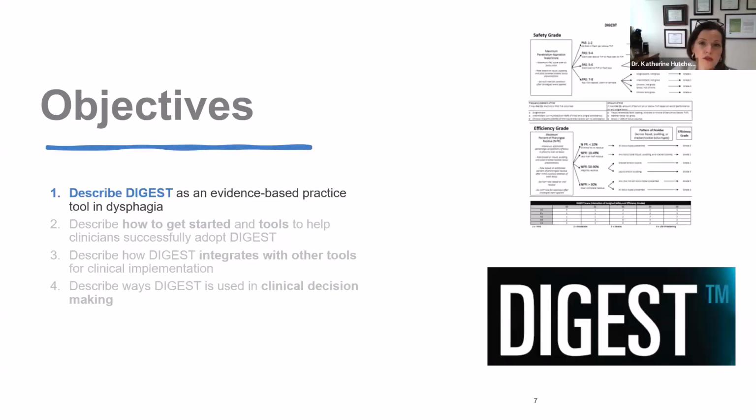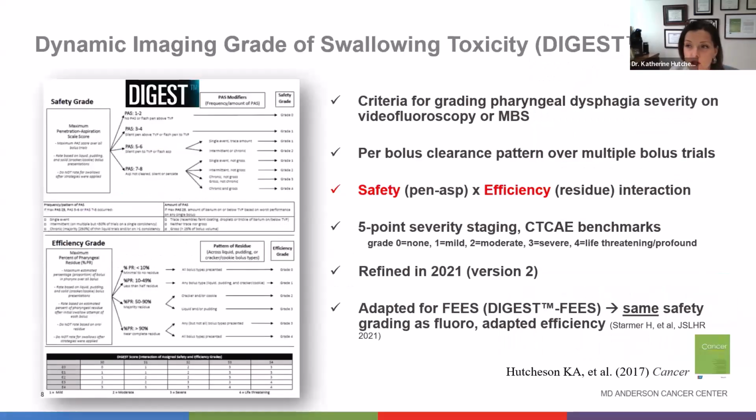So let's start with the tool itself. Digest as a tool is simply the flow sheet or the decision tree that you see on the left-hand side of this slide. And this decision tree was used to create a reproducible criteria for grading the severity of the pharyngeal stage of dysphagia on video fluoroscopy or modified barium swallow studies initially. The Digest grade is based on patterns of bolus clearance over multiple bolus trials in the study. So it's not a single bolus that we're grading, but the entire exam.